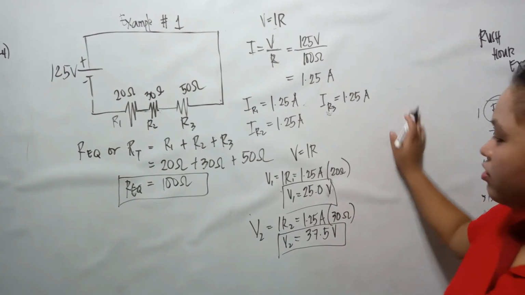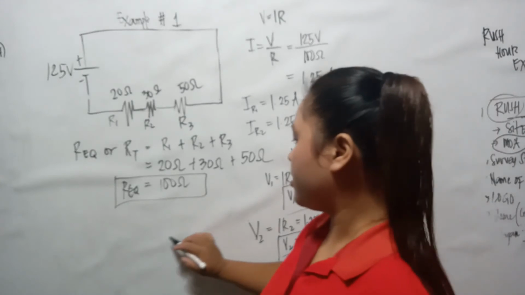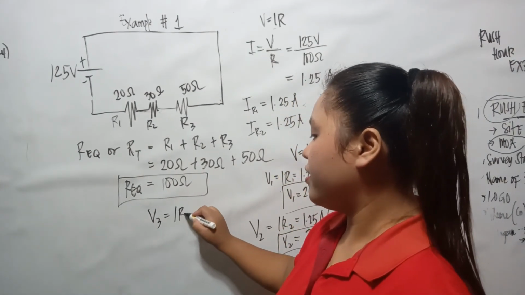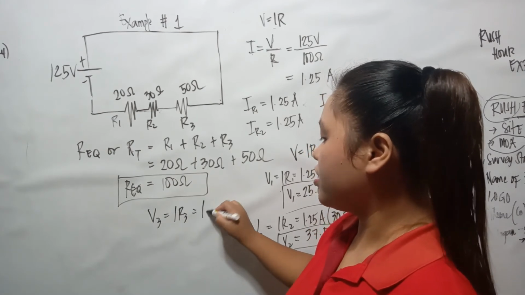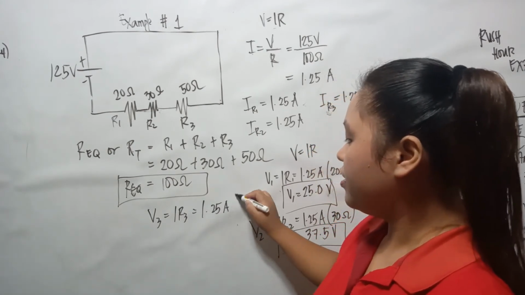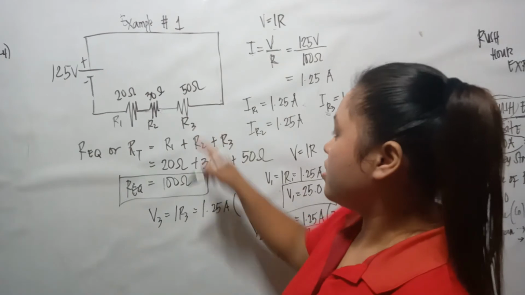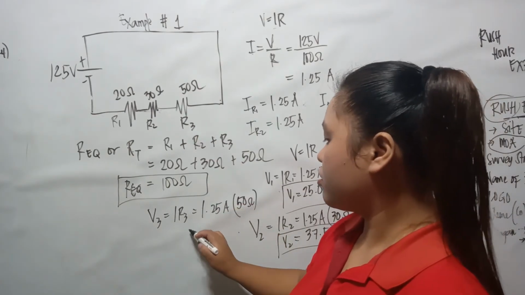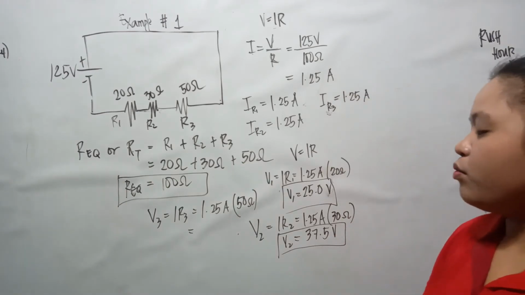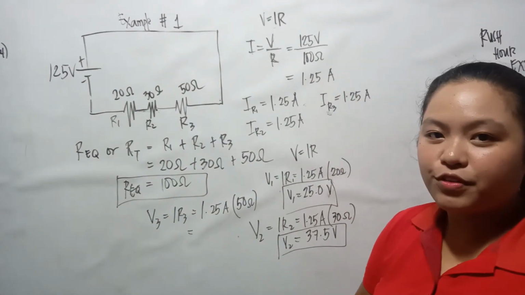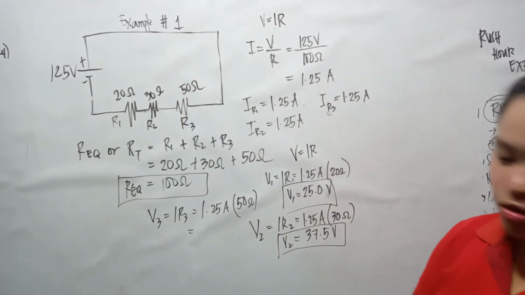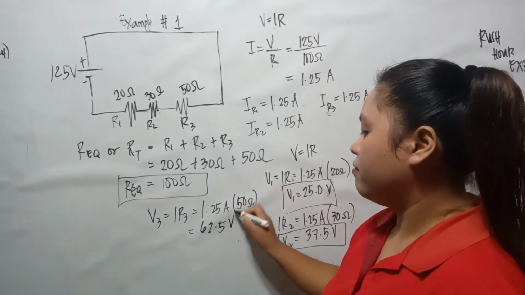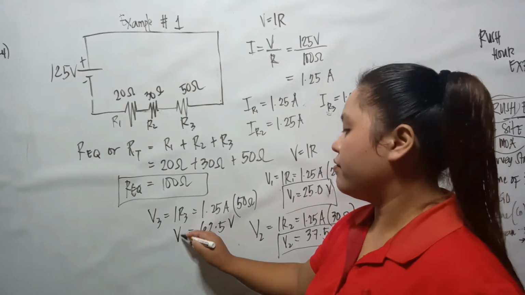V3, or the voltage drop at resistor 3, is equal to IR3. So the current is 1.25 amperes and the resistance is 50 ohms. So 1.25 multiplied by 50 ohms, we get 62.5 volts. So we have V3.